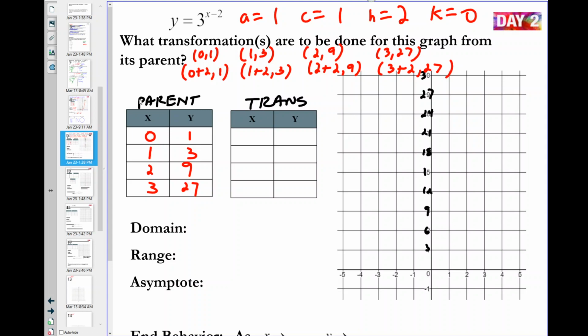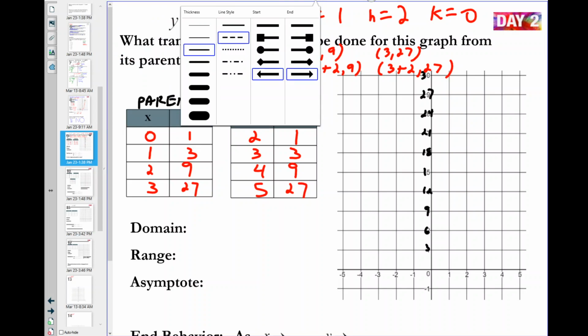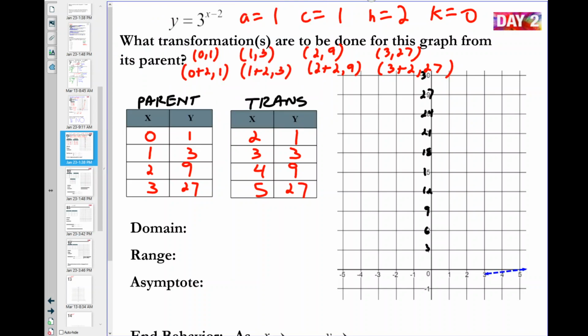What is 0 plus 2? So I'm going to have 1 point at (2, 1). 1 plus 2 is 3, so (3, 3). 2 plus 2 is 4, so (4, 9). And then 3 plus 2 is 5, (5, 27). Where is my asymptote going to be? At y equals 0. Don't forget the y equals. You're going to lose points on a quiz, and then you're going to say I'm the bad guy. Which I know I am the bad guy, but just don't like it when you say I'm the bad guy. It's y equals 0.